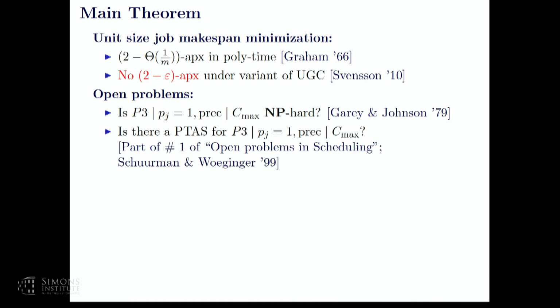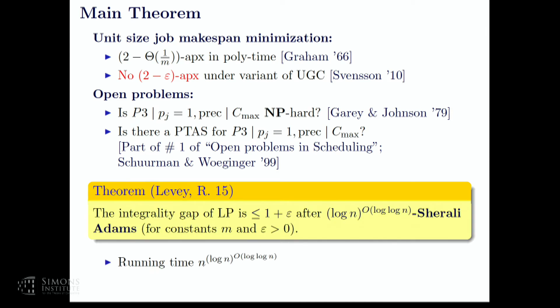And there's a nice survey by Schuurman and Woeginger, where the question of whether there is a PTAS for this problem with 3 machines is listed as part of problem number 1. Okay, and so the result that we are showing is that you actually can get that PTAS, so you can get a 1+epsilon approximation.